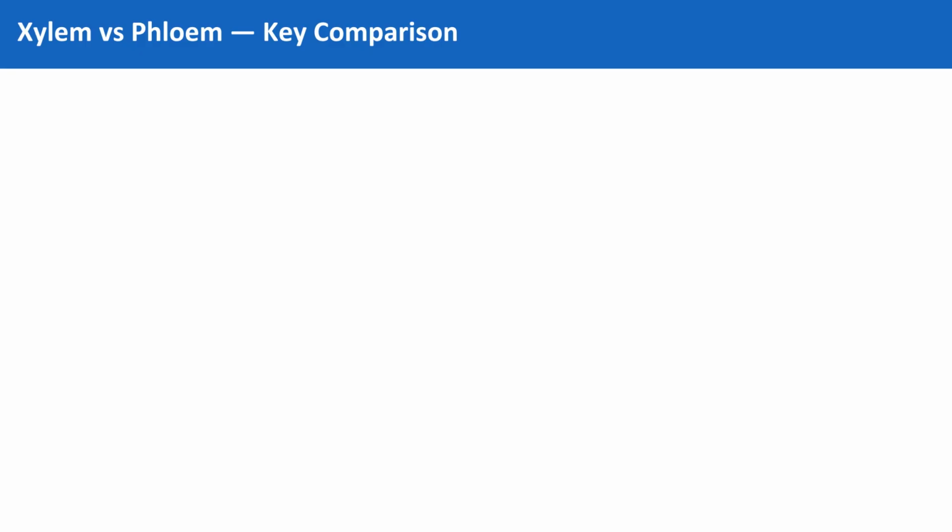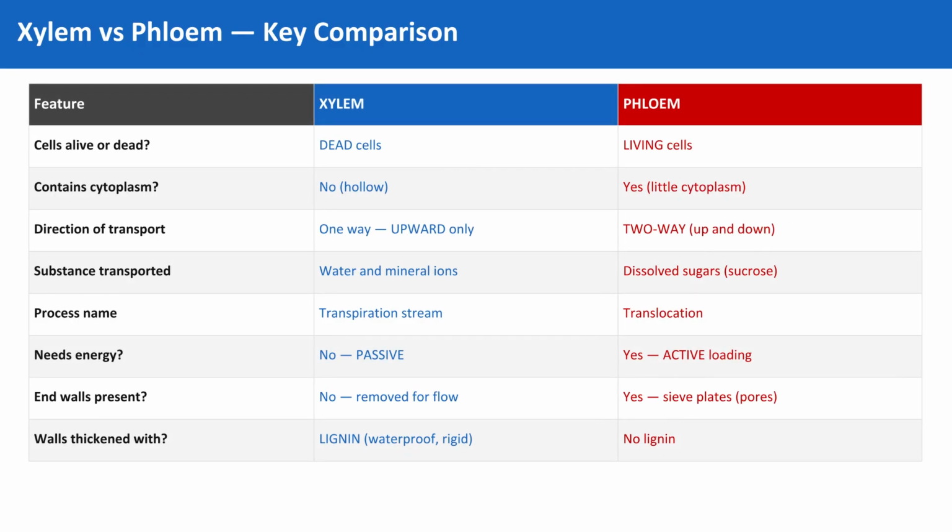Now look at their comparison, how the xylem and phloem are opposite to and different from each other. Xylem consists of dead cells while phloem consists of living cells. Xylem contains no cytoplasm, it is hollow, while phloem contains cytoplasm although in small amounts. Transport in xylem is one way upward only, in phloem it's two-way, both up and down. Xylem transports water and mineral ions while phloem transports dissolved sugars like sucrose. The process in xylem is called the transpiration stream, while in the phloem it is called translocation.